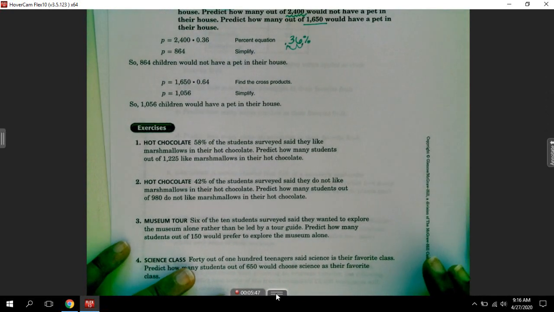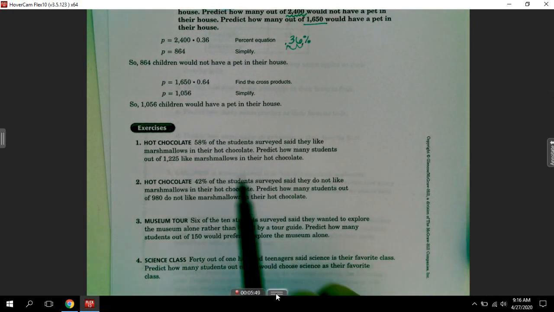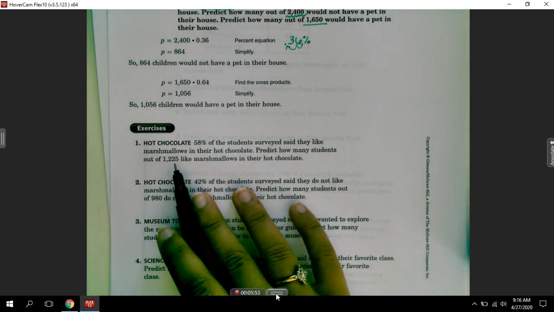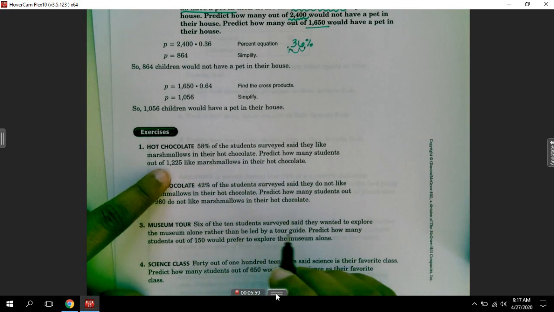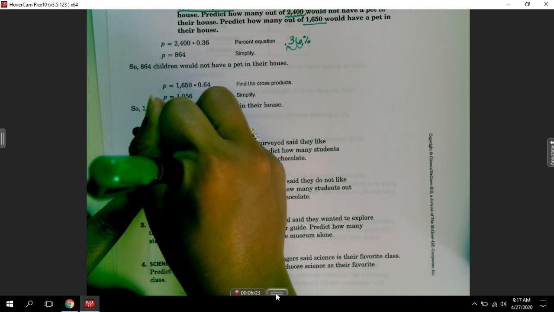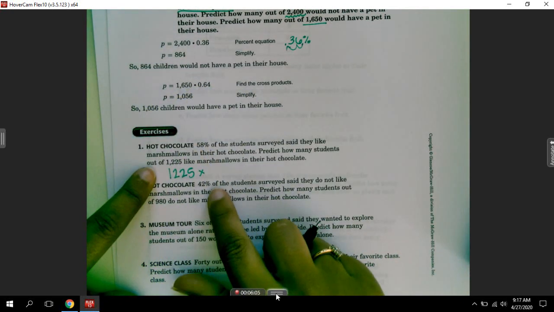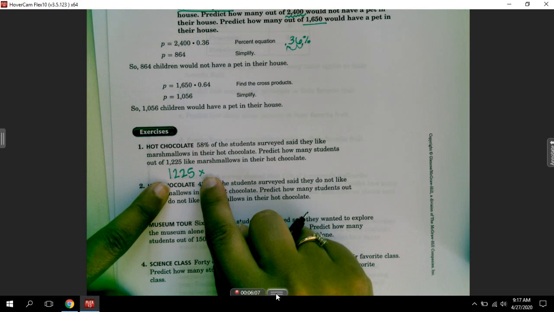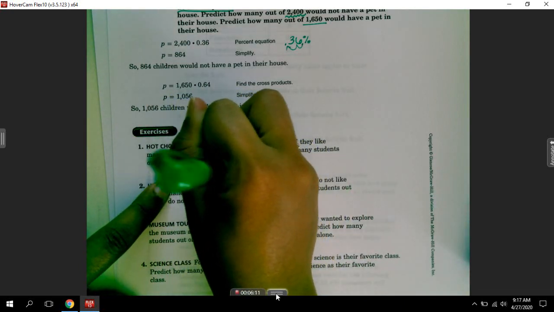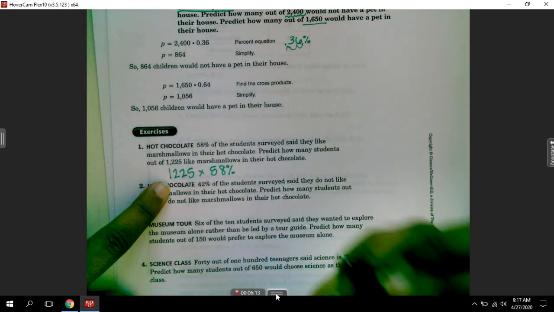Okay, so let's look at number 1. We've got some hot chocolate. It says 58% of students surveyed said they liked marshmallows in their hot chocolate. Predict how many students out of 1,225 like marshmallows in their hot chocolate. Okay, so I'm taking it out of this number. So I've got 1,225, and then I'm going to multiply that by the percentage of students that said they do like it, which they gave me was 58%. And I'm just going to use my percent sign.